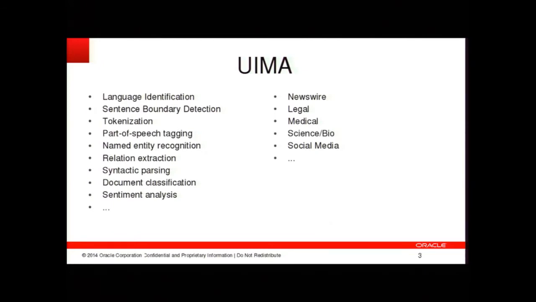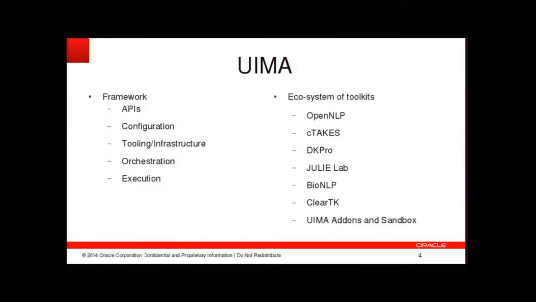So UIMA has been used for all kinds of natural language processing tasks. I list a few of them here just to give you a sense of the kinds of things people do in this community, in the text analysis community. It's been used on a variety of domains and genres. But UIMA is not really a toolkit or a library of these activities. It's really a framework that provides APIs and abstraction layers for orchestrating different kinds of text analysis.